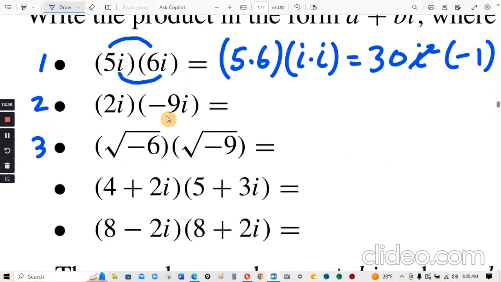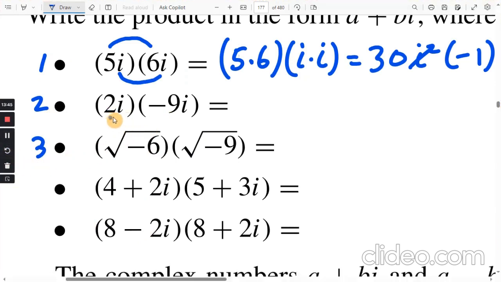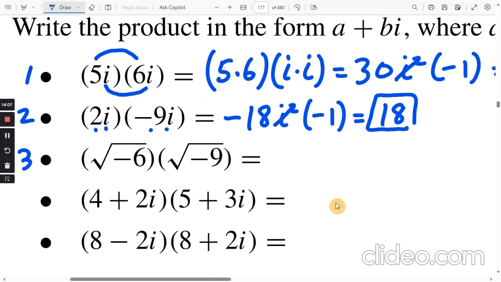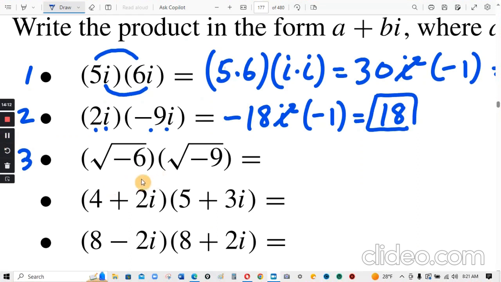All right, see if you can do examples 2 and 3, please. Let's see, number 2, we have 2 times negative 9, that's negative 18. We have I times I, that's I squared. All right, we said for I squared, you can make it negative 1. Negative 18 times negative 1 is positive 18. All right, try number 3, and I'll give you a hint. You really don't even need to use I at all for number 3.